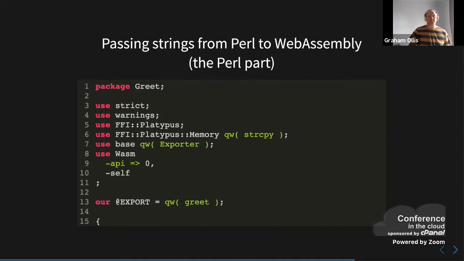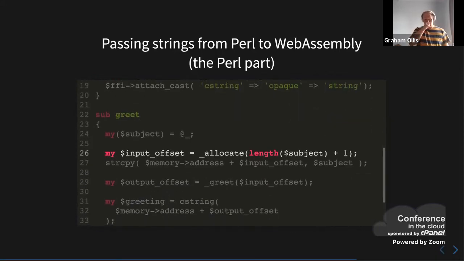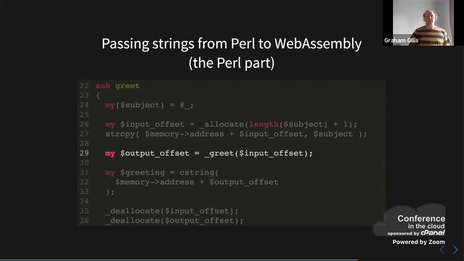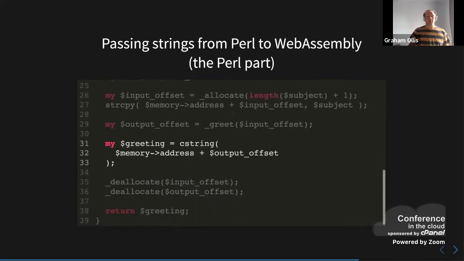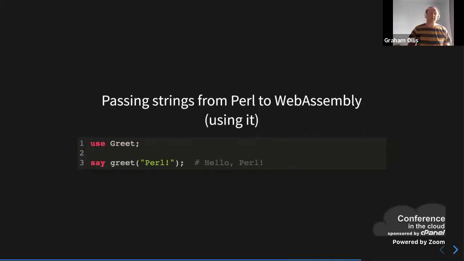There's still some Perl code that needs to be written. This little incantation creates a function cstring that converts a null terminated string, which is what C uses, to a Perl string. And we'll need that in a minute. We have to allocate space for the input string in the WebAssembly's memory. Copy our Perl string into WebAssembly memory. Call the WebAssembly greet function. This returns an offset to our output string. Convert the string in WebAssembly memory using the memory address and the offset to a Perl string. Deallocate the input and output strings in WebAssembly. And finally, we can return our Perl string. And we can finally call our WebAssembly that works with strings from Perl.